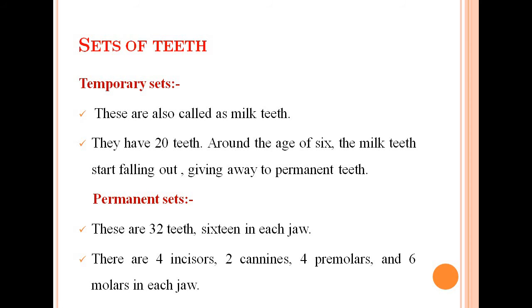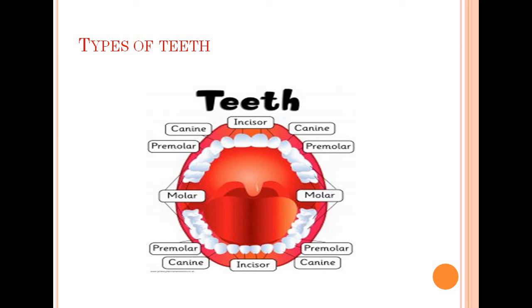1 2 3. It means 4 incisors: 2 in one jaw and 2 in the other jaw, upper jaw 2, lower jaw 2, so 4 in total. 2 canines in the upper jaw, 4 premolars and 6 molars. The total is 4 plus 2 is 6, plus 4 is 10, plus 6 is 16. So 16 in one jaw and 16 in the other jaw. So total 32 teeth are there in the permanent set.